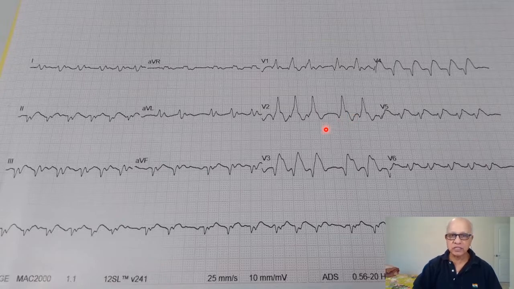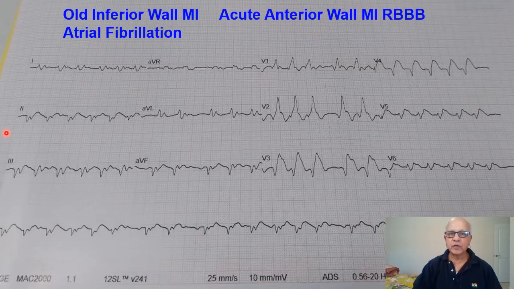So the full diagnosis here is acute anterior wall myocardial infarction with a right bundle branch block, because of the QR pattern, right? And looking carefully at the bottom strip, you know that the patient is having atrial fibrillation because the rhythm strip is totally irregular. The P waves are absent, isn't it? So our full diagnosis in this patient will be old inferior wall infarction, acute anterior wall myocardial infarction with right bundle branch block, and atrial fibrillation. I am sure most of you would have got this correct. Now we will go on to the second ECG.